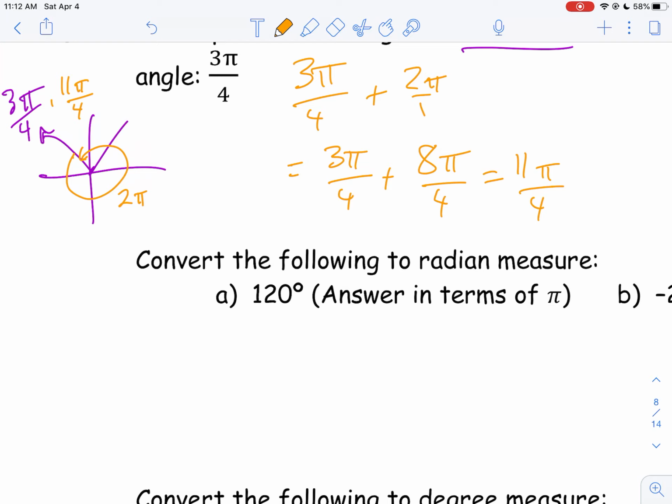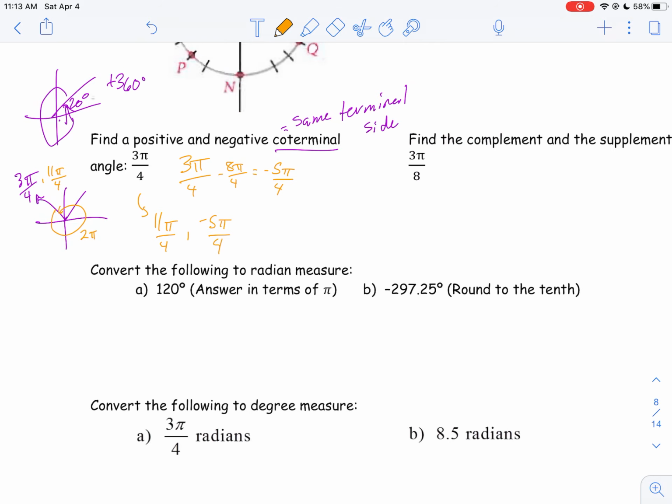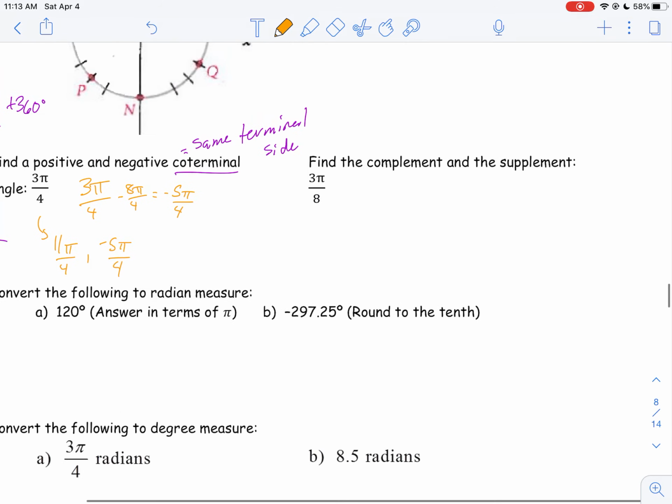Now the other way I can do this is to subtract 8 pi over 4. So if I subtract 8 pi over 4, that's going to give me negative 5 pi over 4. And so two coterminal angles with 3 pi over 4, one positive, one negative, are 11 pi over 4 and negative 5 pi over 4. And that's coterminal angles.